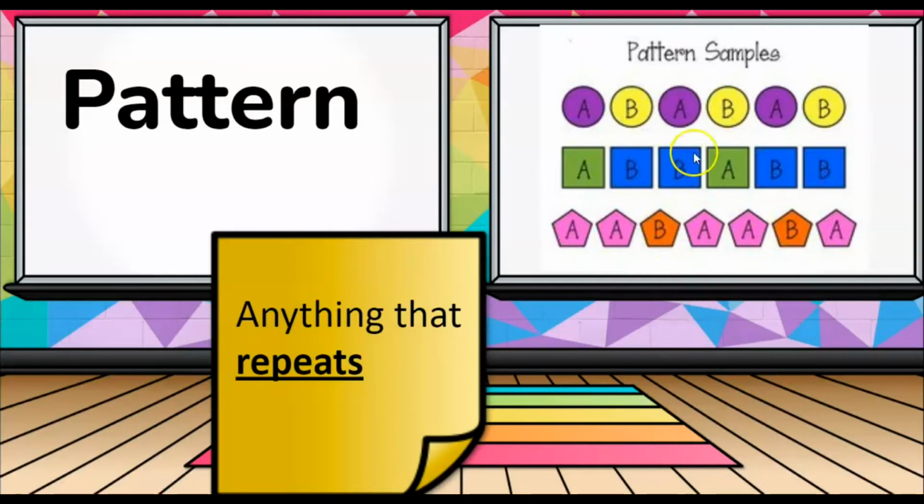If you look at the green and blue pattern, that's an ABB pattern. That's a little bit more tricky. So it's green, blue, blue. Then we repeat. Green, blue, blue. Then we repeat. Green, blue, blue.